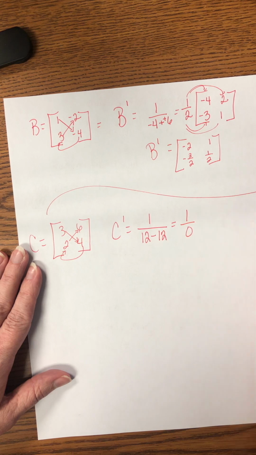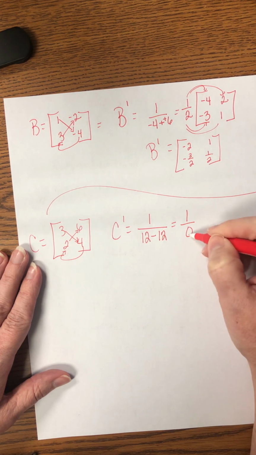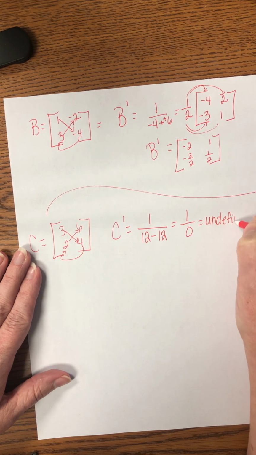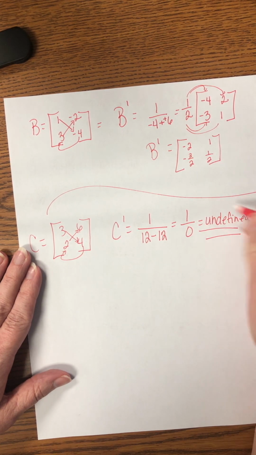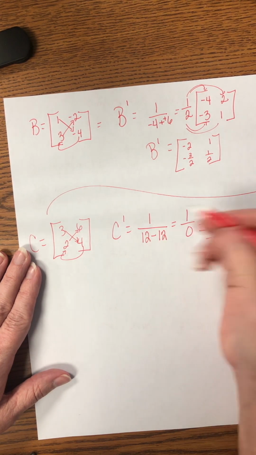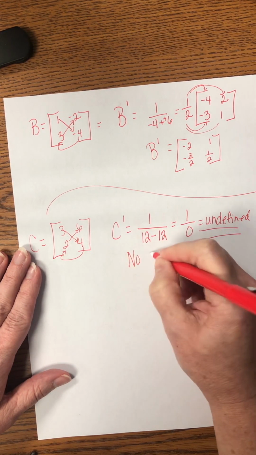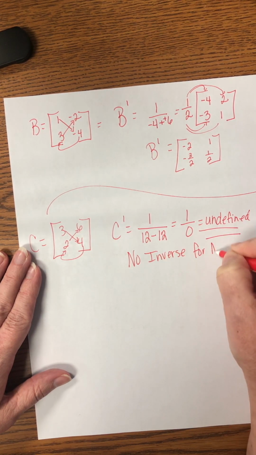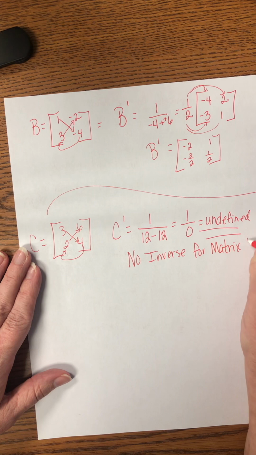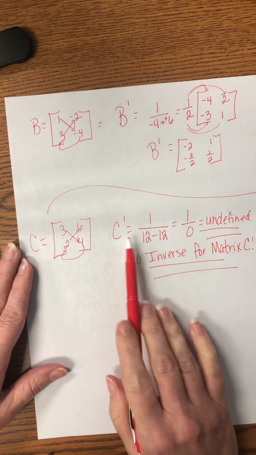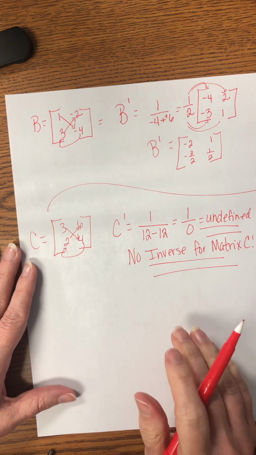The determinant is 0. Anytime you have 0 in the denominator of a fraction, we know that that's an undefined number. Since this is supposed to be our scalar, that means that there is no inverse for matrix C. Okay, and tomorrow we'll use inverse matrices to solve matrix equations.